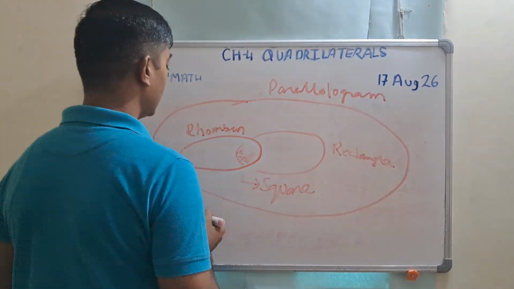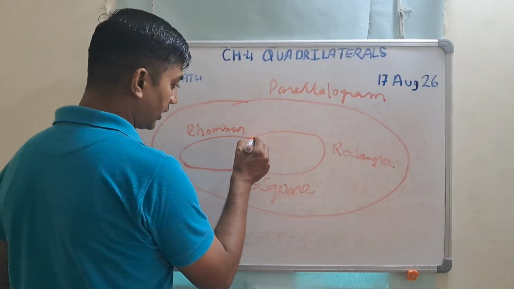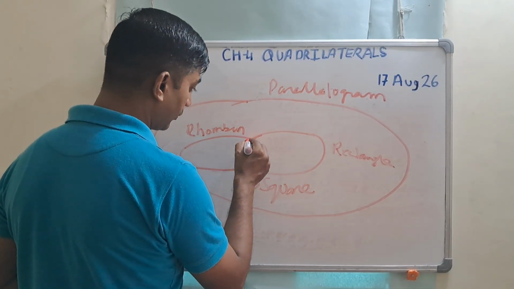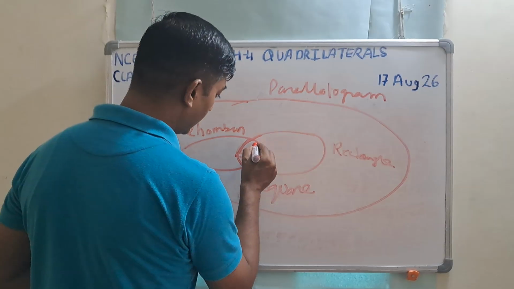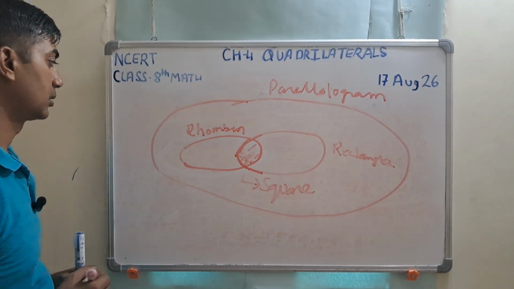What does it mean? We have opposites in a rhombus, opposite sides are parallel. In a rectangle, opposite sides are parallel. In a square, opposite sides are parallel. Understood?